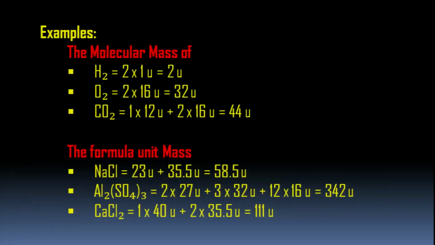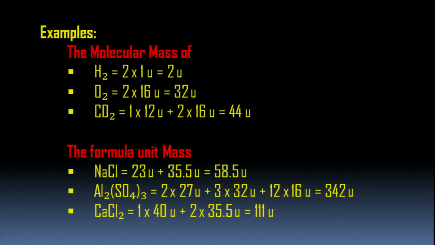Now, formula mass unit. How is it different? As I have told you, it is just for ionic compounds. These are the ionic compounds. NaCl. Sodium. What is the atomic mass of sodium? 23U. What is the atomic mass of chlorine? It is 35.5U. Okay. So, combined we have 58.5U for NaCl.